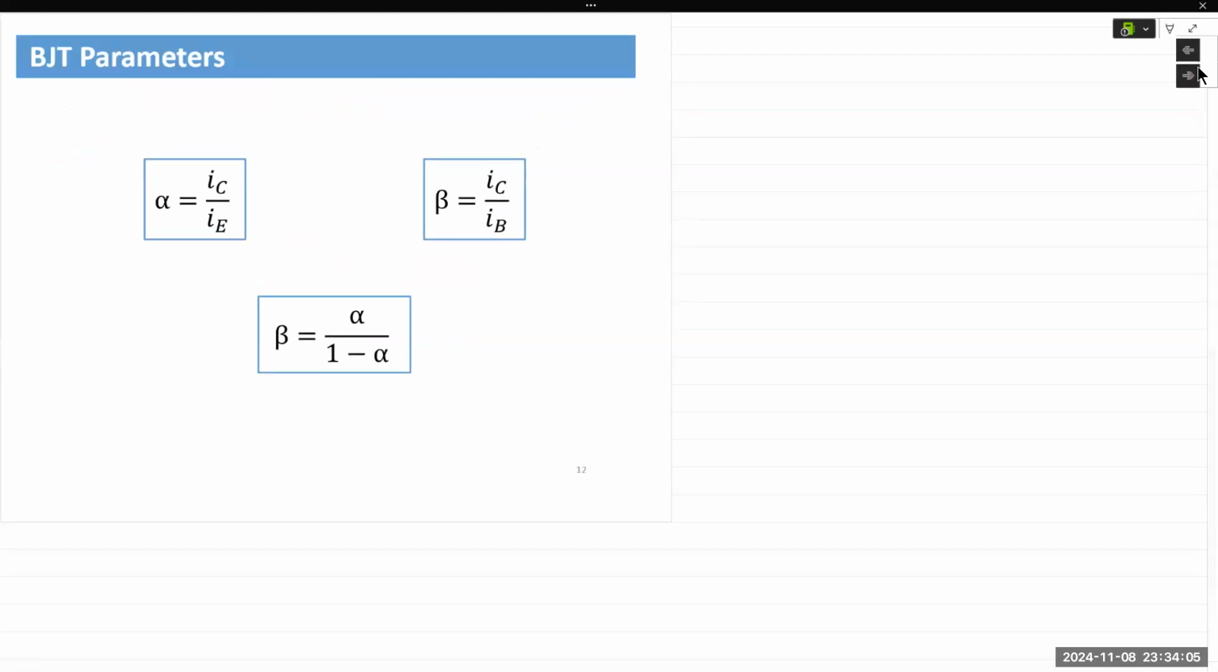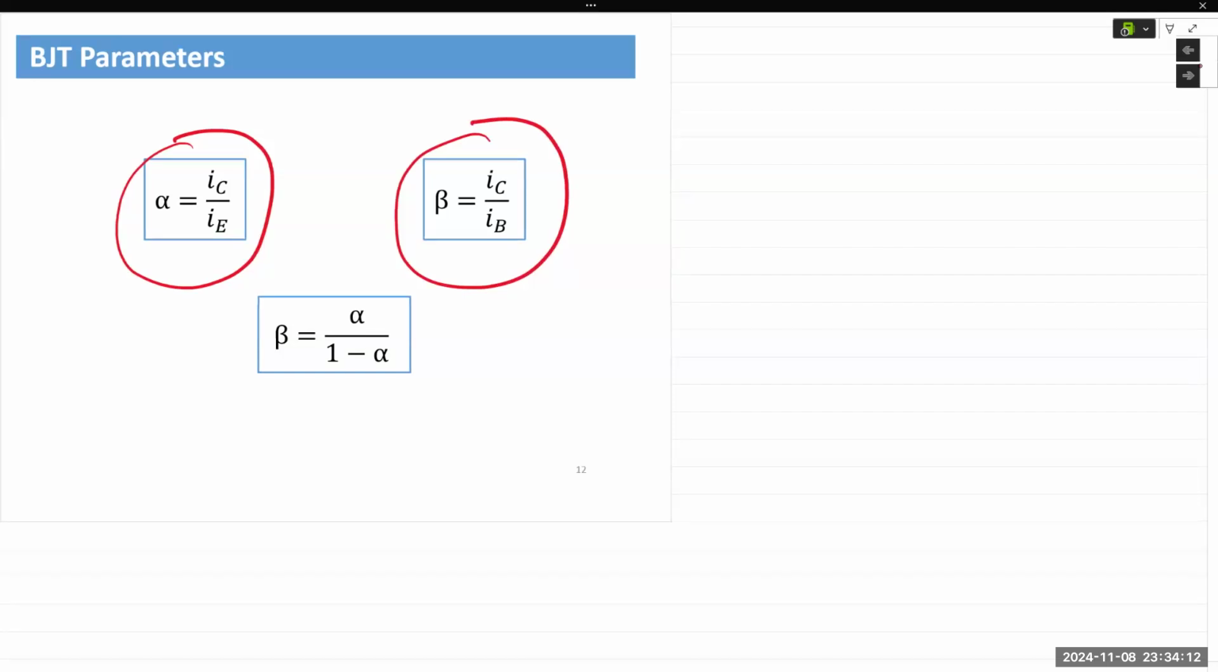Some of the BJT parameters to look at are the ratios of the currents, IC to IE and IC to IB. The ratio of the collector current to the base current is a very important parameter of a BJT. It is termed beta. It is the forward gain, the forward current gain for a BJT. So this is known as the forward current gain of the BJT.